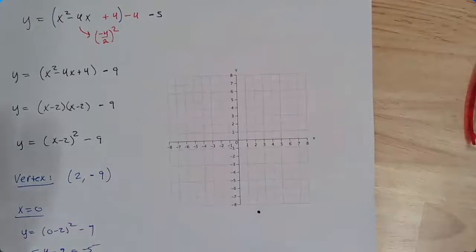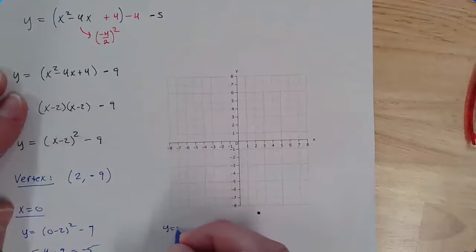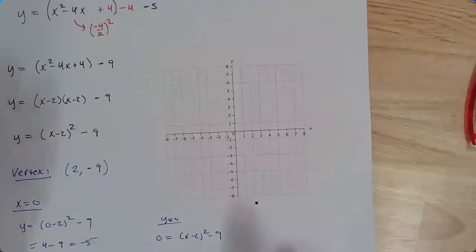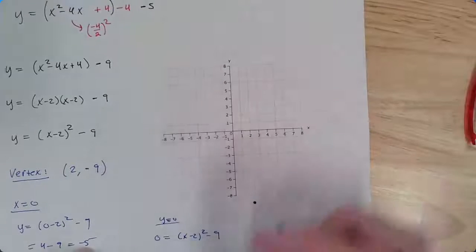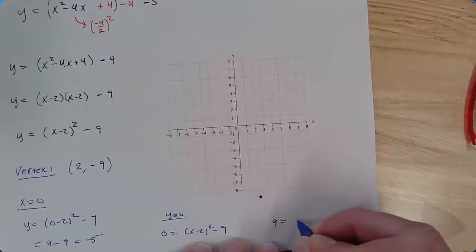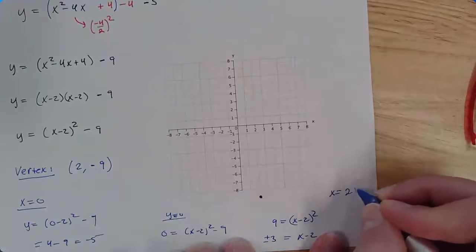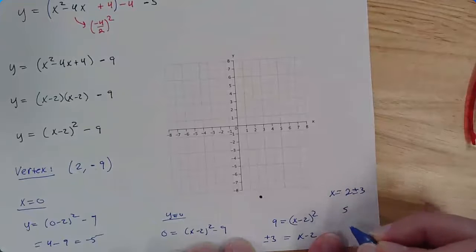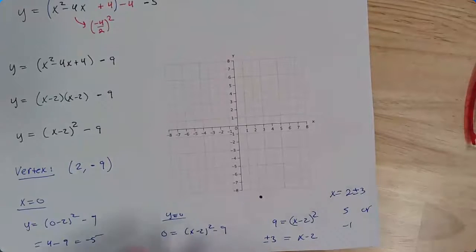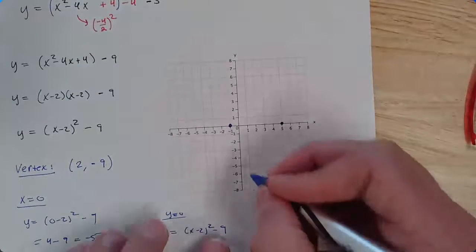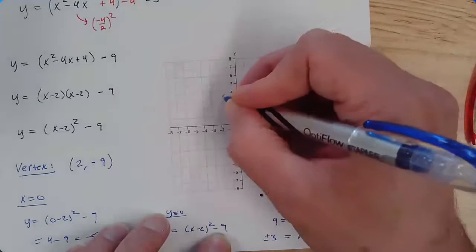And then to find the x-intercepts, I set y equal to 0. Check this out. 0 equal to x minus 2 squared minus 9. Instead of trying to factor this thing, which you could totally factor, you can add 9 over here. 9 equals x minus 2 squared. You can square root both sides. So x minus 2 equals plus or minus 3. And then x equals 2 plus or minus 3, which is 2 plus 3 or 2 minus 3. So my x-intercepts are 5 and -1. My y-intercept is -5. There's my parabola.